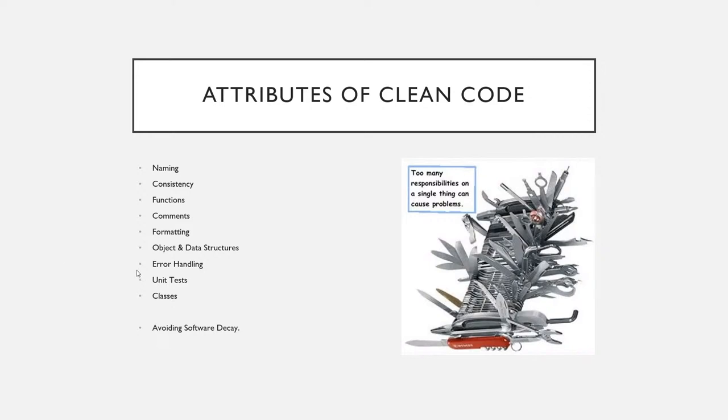Object and data structures: one thing you need to determine is, for example, if I have a person, you want to discriminate between what's an abstract data structure and what's a concrete data structure. So an abstract data structure would be a person, or, for example, in the context of payment, an employee. Is that person a permanent employee, a salaried employee, a contractor? Those are the types of things that you will think about discriminating in your objects and data structures.